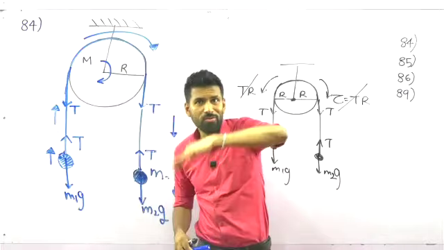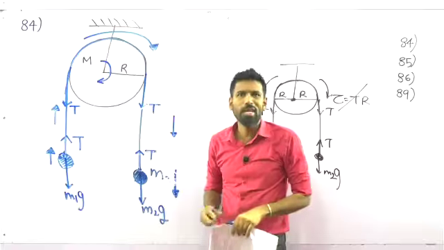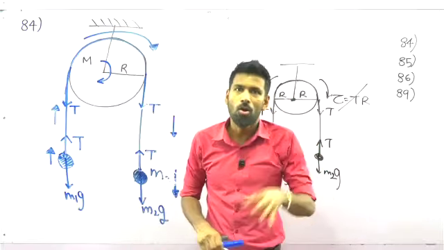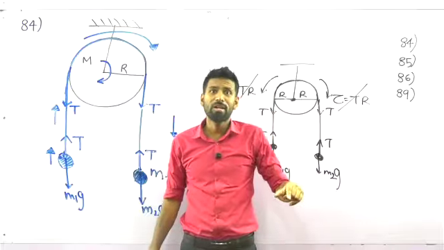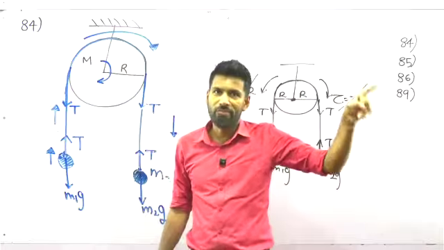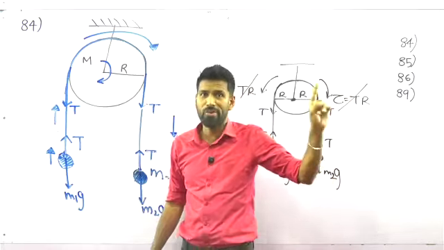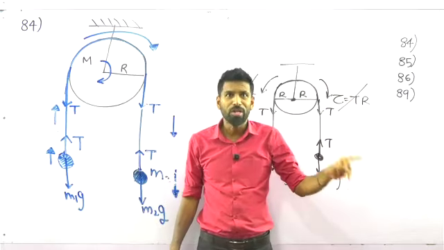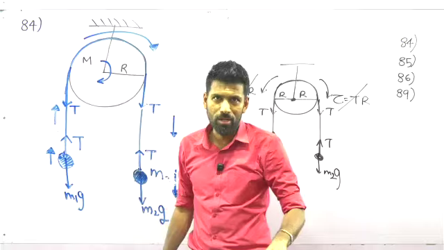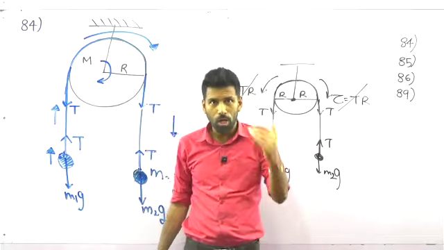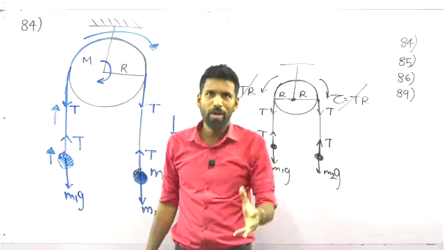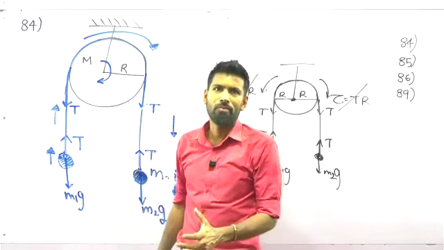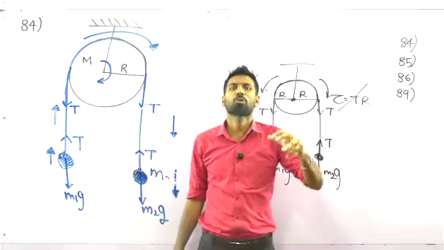When moments are equal, the object doesn't rotate. When moments are equal, the object will not rotate to any side. As we were doing F equals MA in those days, we didn't know about rotational motion. So we needed a method to avoid the pulley's rotation. We need to neglect the pulley's rotation.